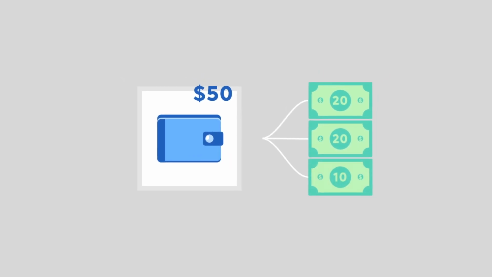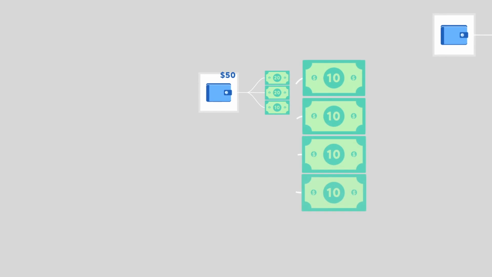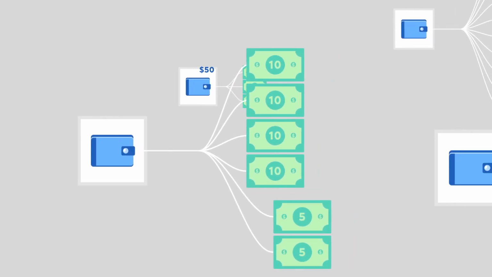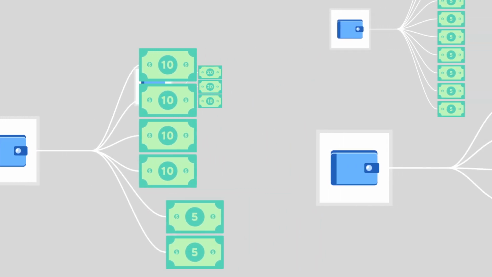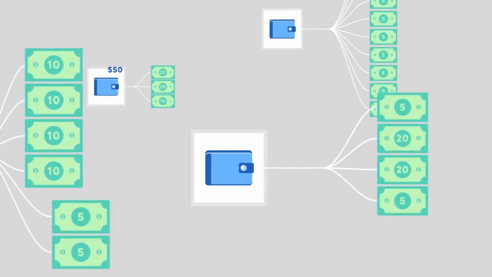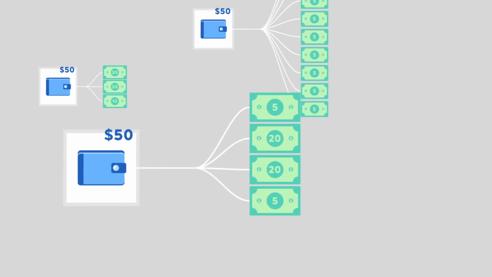A good analogy to this would be, let's imagine that you have $50 in your wallet. This amount could be made up of several combinations, such as two $20 bills and one $10, four $10 bills and two $5 bills, and many other combinations. But regardless of the permutation, the amount of $50 remains equal.